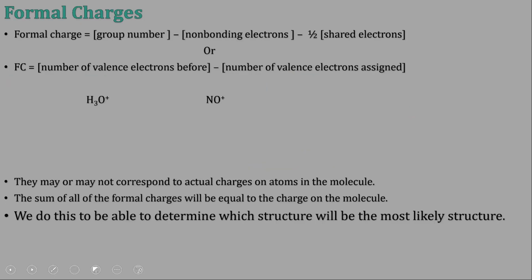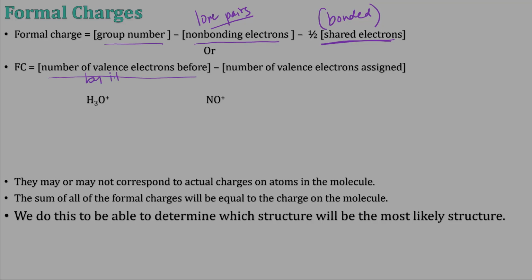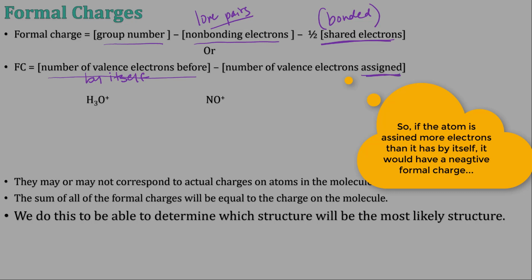All right, so formal charge. Formal charge is a way to be able to determine which structure will be the most likely structure. It also kind of keeps track of where the electrons are in the molecule. You can either take the group number and subtract the non-bonding electrons and half of the shared electrons. So these are the bonded electrons, the electrons in the bond. And the non-bonding electrons would be the lone pairs. Or, this is how I do it, we take the number of valence electrons that the atom typically has by itself, and then we assign a certain amount of electrons towards it.